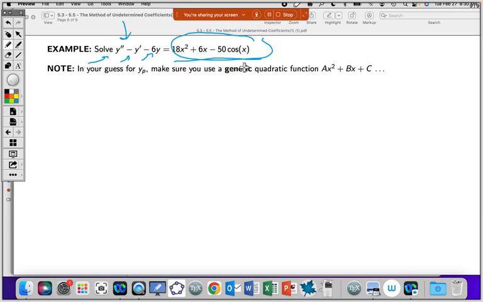All right. So this is a great candidate for what we've been working on the past few days. So first step, we're going to find that yc. So what would be the differential equation we would be solving here to figure out the yc?